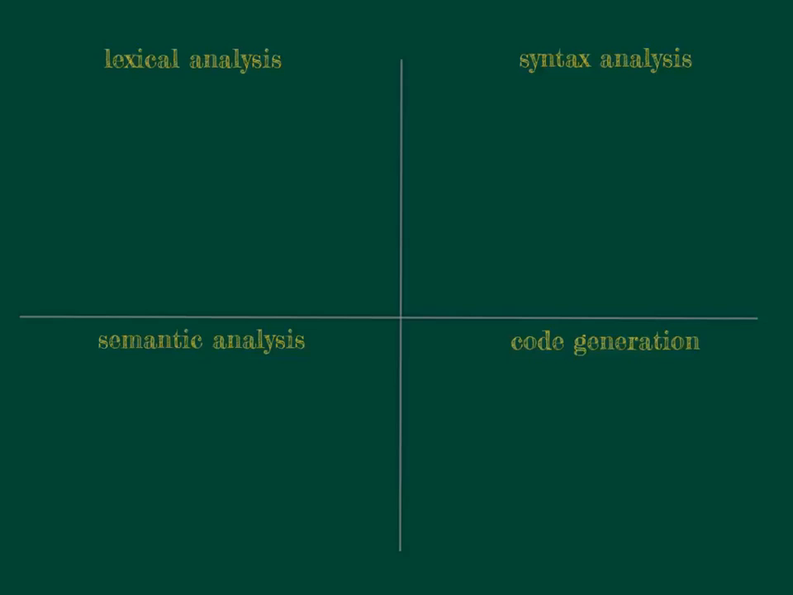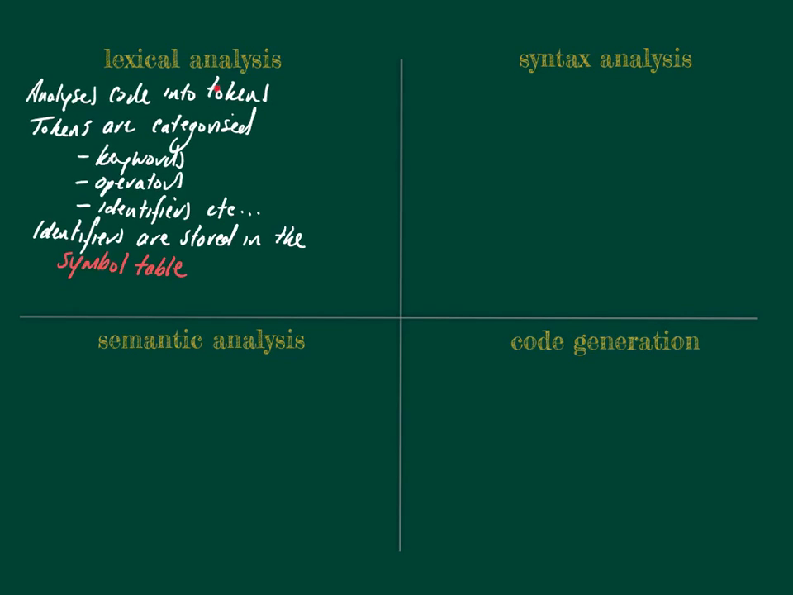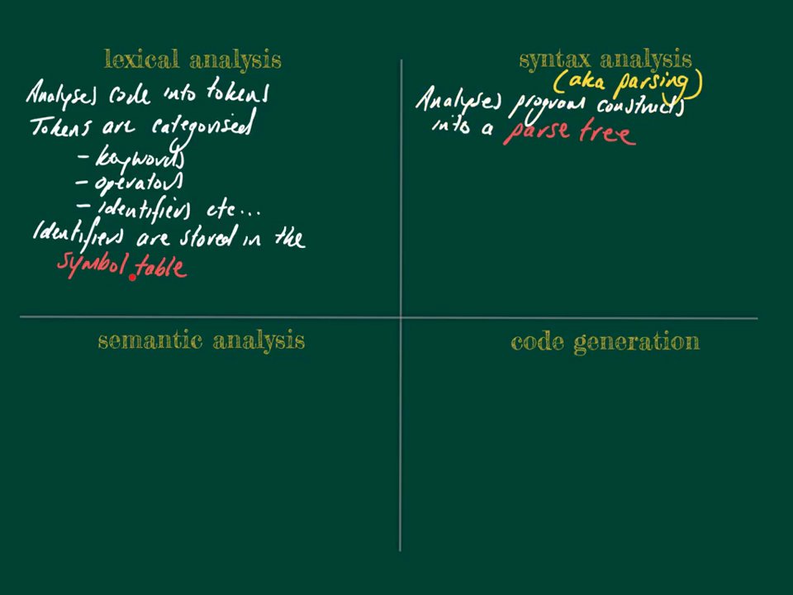With your front-end analysis, it's going to be split into 4 different parts. So we have lexical analysis, syntax analysis, semantic analysis, and then finally code generation, and that generates the intermediate code. So with lexical analysis, it looks at the program source code and turns it into tokens. These tokens are then categorized into keywords, operators, or identifiers, etc. And we care about the identifiers because they're going to be stored in something called the symbol table. It's a bit like a dictionary.